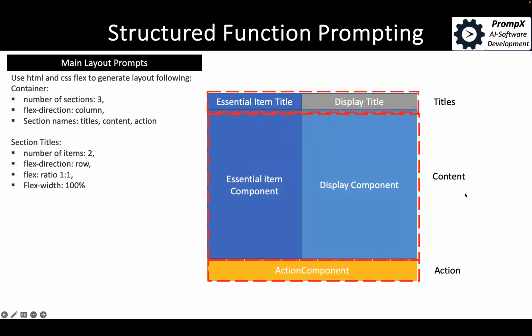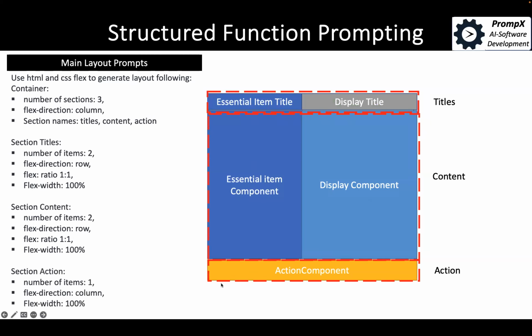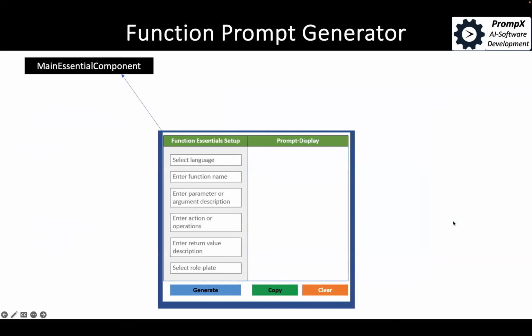So for the title, we want to say it has 2 items that are arranged in rows and they are in ratio 1:1, as well as you can even call it ratio 1. Ratio 1:1 is fine. You have flex width, so they should cover the whole space. The content is similar, and the action is just one basic item, and it should cover the whole space.